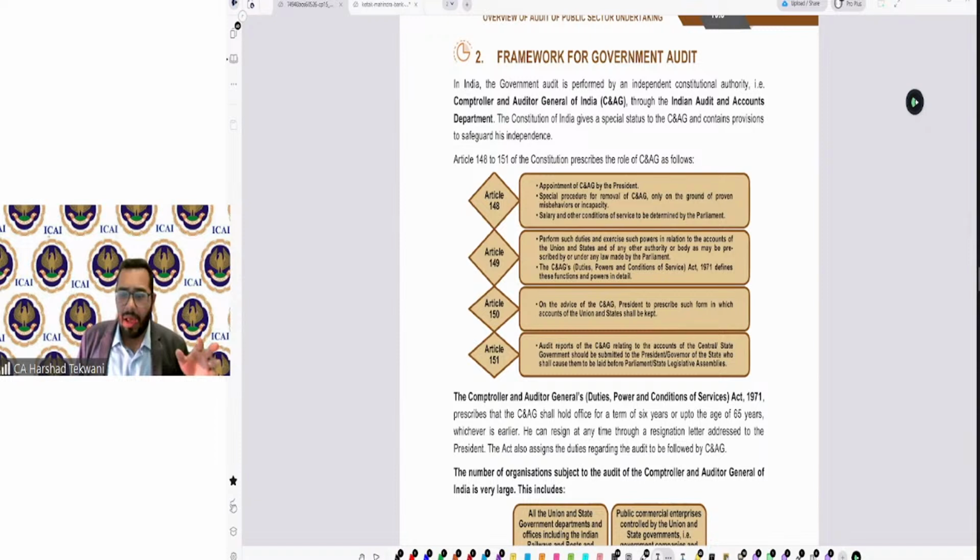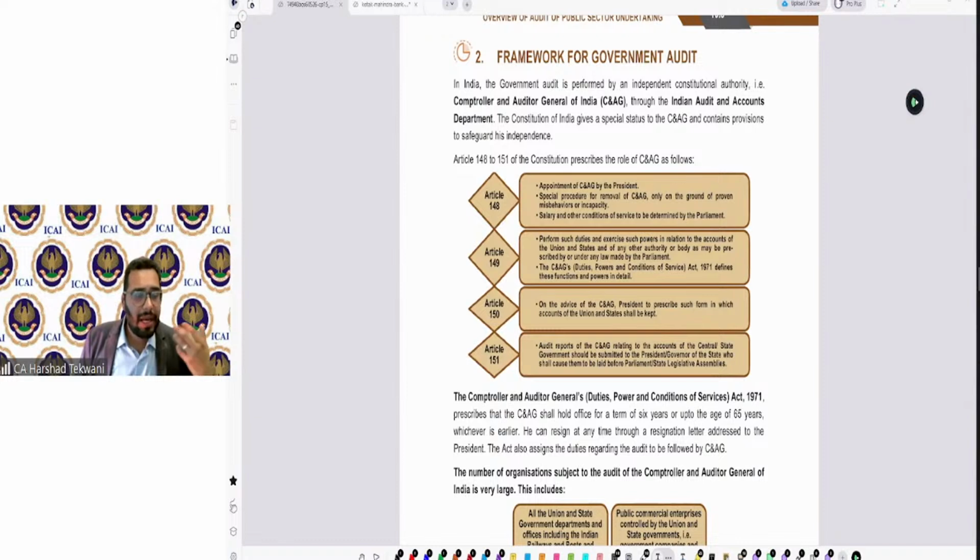So basically, there are Articles 148 to 151 in the Indian Constitution, which provide some background about the CNAG. Like, CNAG appointment is done by the president. There are special procedures to remove CNAG, salary and other conditions are there. There's an act also which is passed, which governs CNAG's salaries and conditions of appointment.